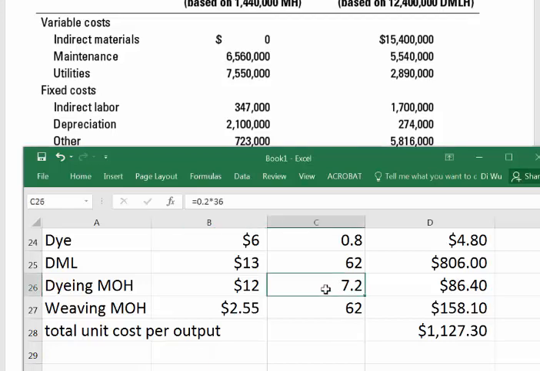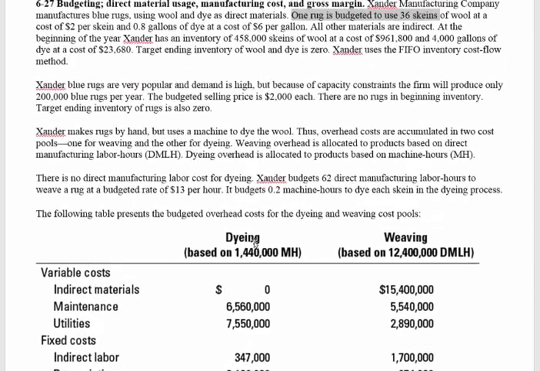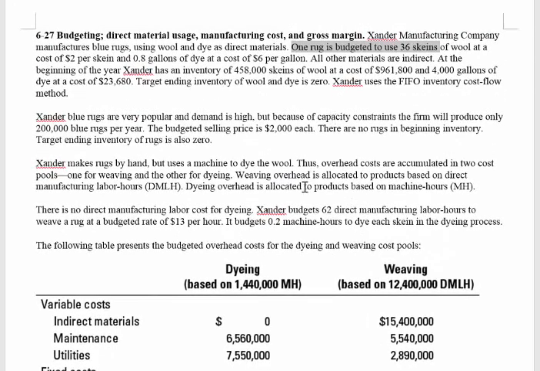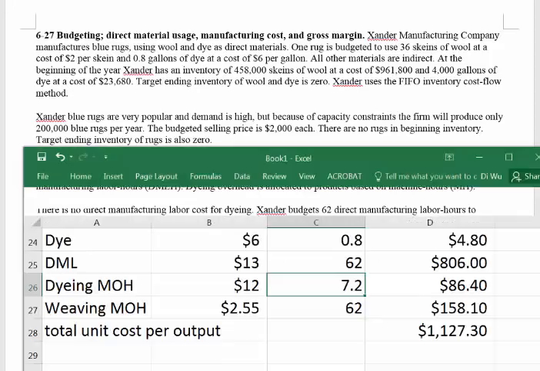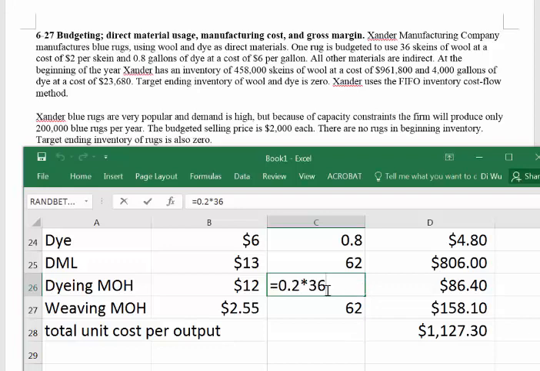Okay, so the error actually is, I was a little bit careless here. I did not read the question carefully, and the one error is this number 0.2. Now I tell you that it should be 0.2 times 36 instead of 0.2. I'll tell you the reason.